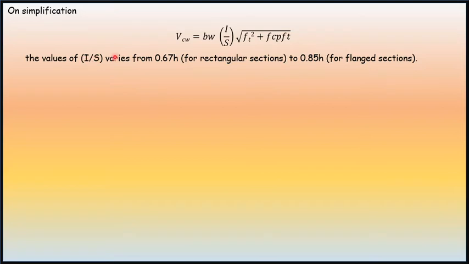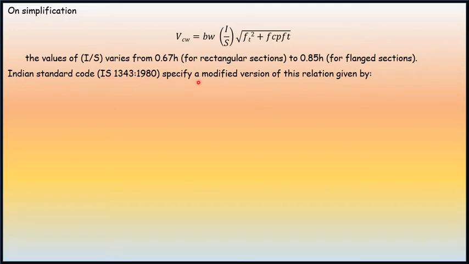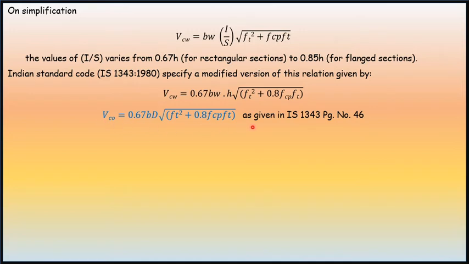The values of I by S vary from 0.67H for rectangular sections to 0.85H for flanged sections. Indian Standard Code IS 1343 1980 specifies a modified version of this relation given by VCW equals 0.67 BW into H square root of FT square plus 0.8 FCP into FT. The same is given in IS 1343 on page number 46 in this format: VCO equals 0.67 BD square root of FT square plus 0.8 FCP FT, where B is BW, D is H, and VCW is considered as VCO in IS 1343.